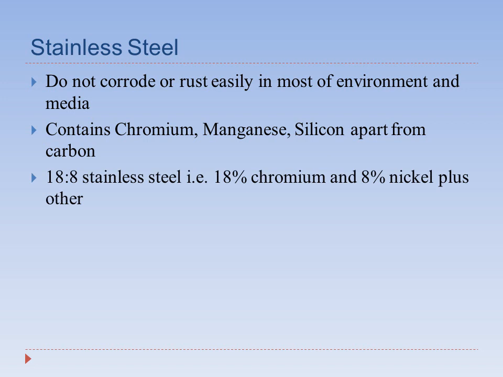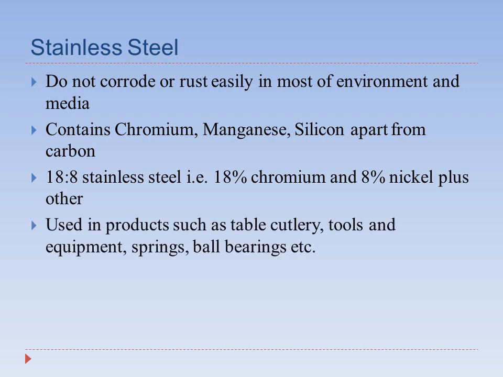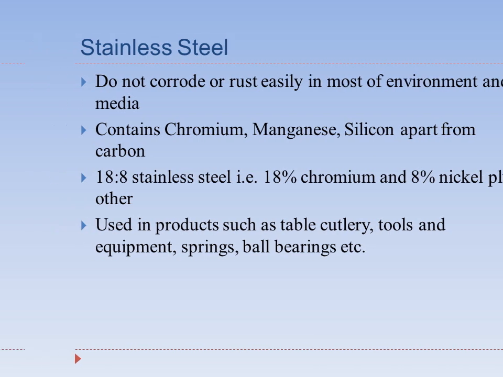A popular stainless steel called 18:8 stainless steel is the steel that includes 18% of chromium. Please notice the significant amount of chromium in this stainless steel, 18%, and 8% nickel, and other alloying elements are also there. The main application of stainless steel is in products such as table cutlery, tubes and equipment, springs, ball bearings, etc.